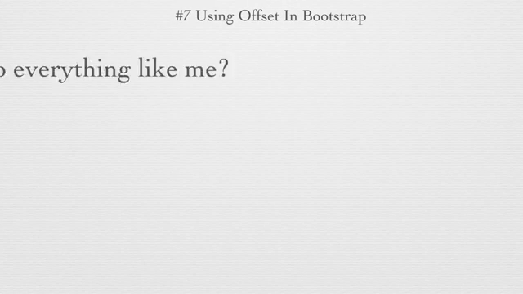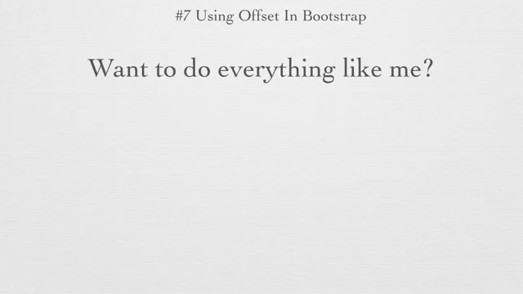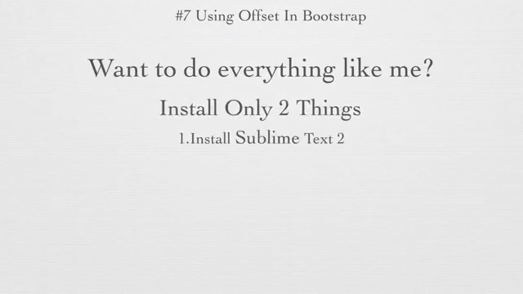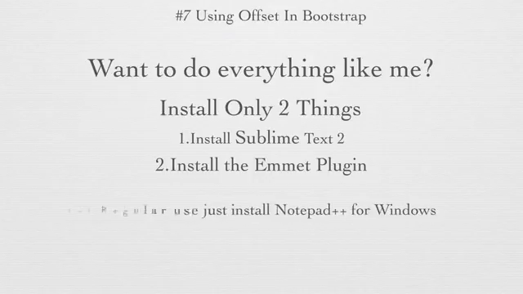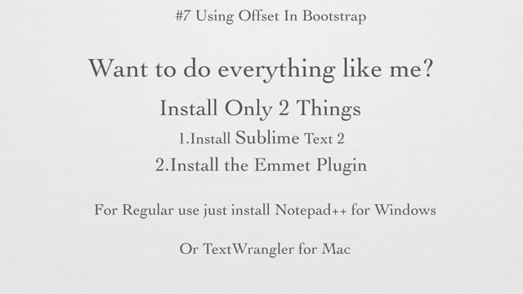But anyways, those of you that want to do everything like me, I understand. You just got to install two things: Sublime Text, whatever version they have, and the Emmet plugin. I'm using the Emmet plugin just to write code faster with my code editor. You can use whatever you want. For those of you that don't have Sublime Text, or your free trial expired, just use Notepad++. It's free and it's for Windows. And Text Wrangler is also free and it's for Mac.